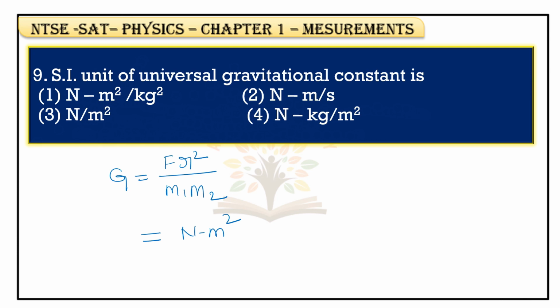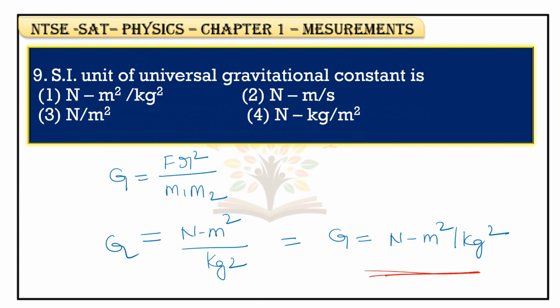m1 m2 are the masses. So unit of mass kilogram, kilogram into kilogram, kilogram square. So the unit of gravitational constant G is Newton meter square per kilogram square. This is the SI unit of universal gravitational constant. So which option is correct? First option is correct, Newton meter square per kilogram square.